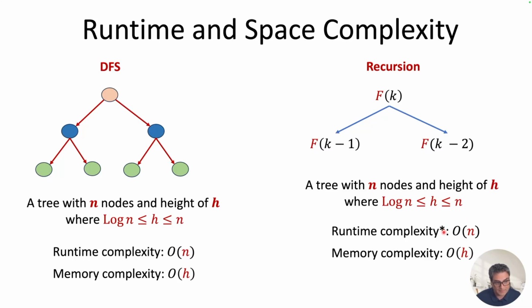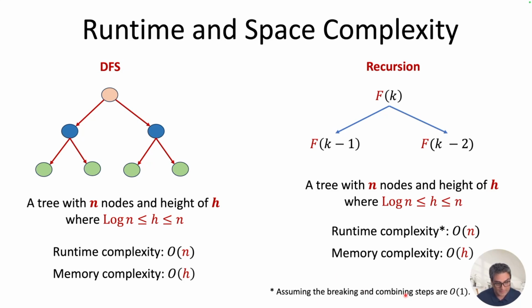And I put a star here because in most cases we can say this. There are some exceptions, and those exceptions are when the breaking and combining steps are not O of 1. If the breaking into subproblems and combining solutions are both O of 1, we are doing exactly what DFS is doing, and the runtime complexity would be O of n, n being the total number of nodes in the tree.